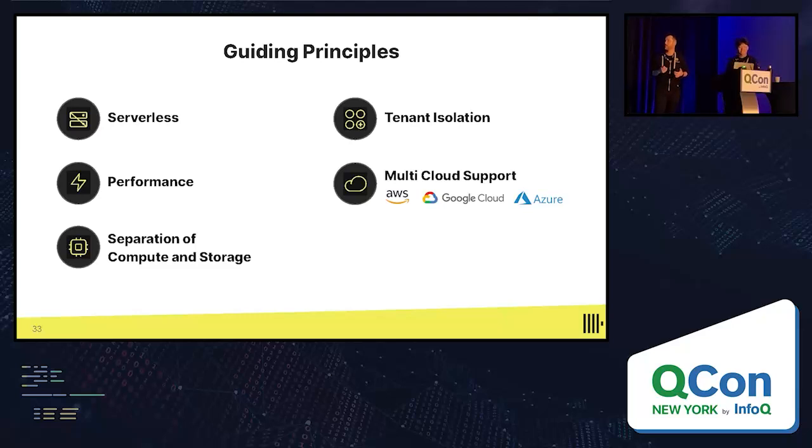And lastly, we knew that we wanted to have multi-cloud support in AWS, Google, and Azure. The architecture I showed earlier was actually built in AWS, and we were able to port it successfully to Google, which is going to be launching soon, and we're also already looking at Azure using the same architecture.